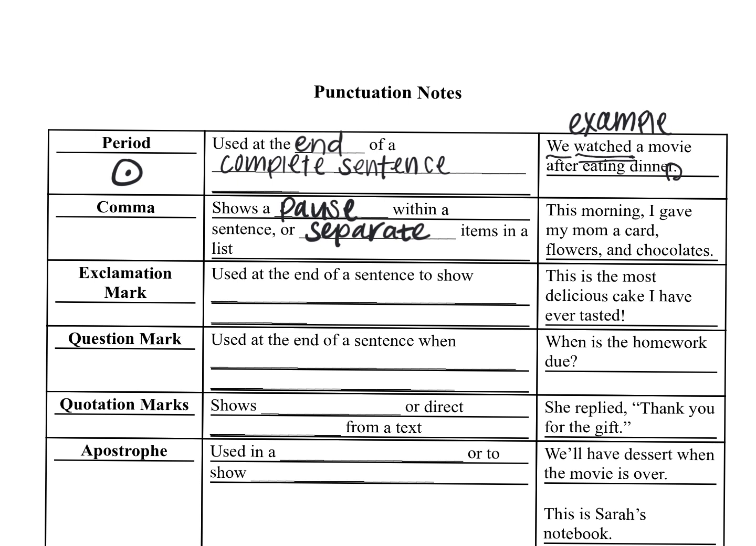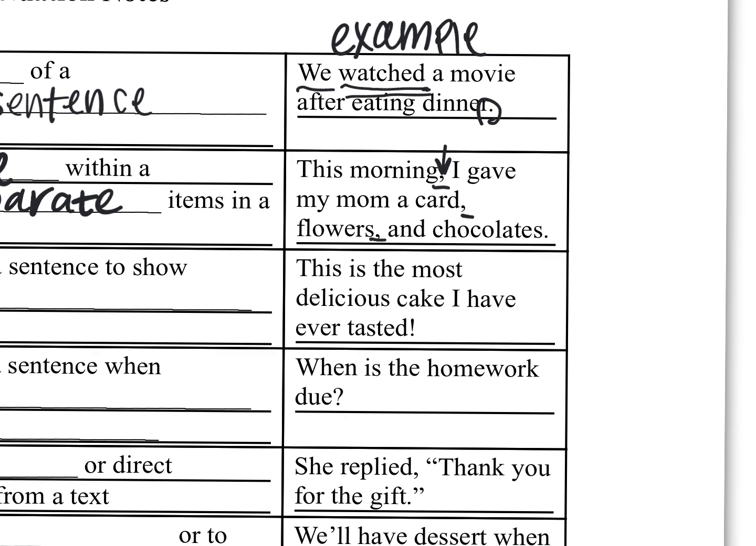So in our example here, we've got a comma for a pause and commas for a list. This morning, I gave my mom a card, flowers, and chocolates. Okay, this one shows our pause. This morning, I gave my mom. Okay, and then the other two show that we are separating items in a list. If we're going to have a list, we have to have at least 3 items.